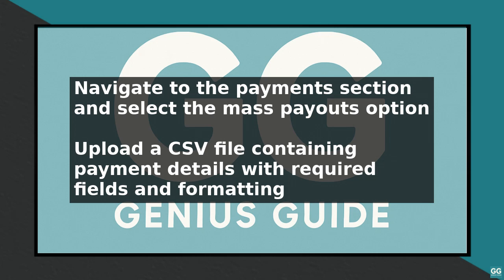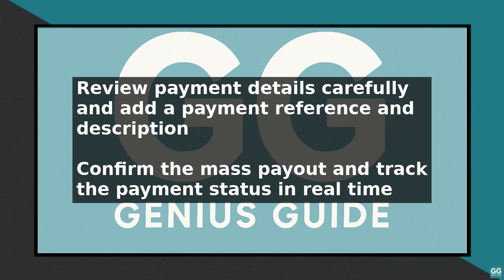Once you have uploaded the CSV file, review the payment details carefully to ensure everything is accurate. You can also add a payment reference and a description to help you identify the transaction later. After verifying the payment details, confirm the mass payout and the funds will be sent to the recipients. The payment status will be updated in real time, allowing you to track the progress of the transactions.